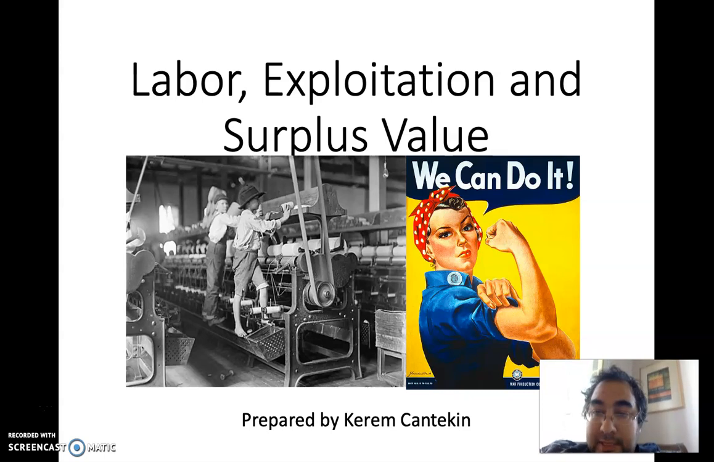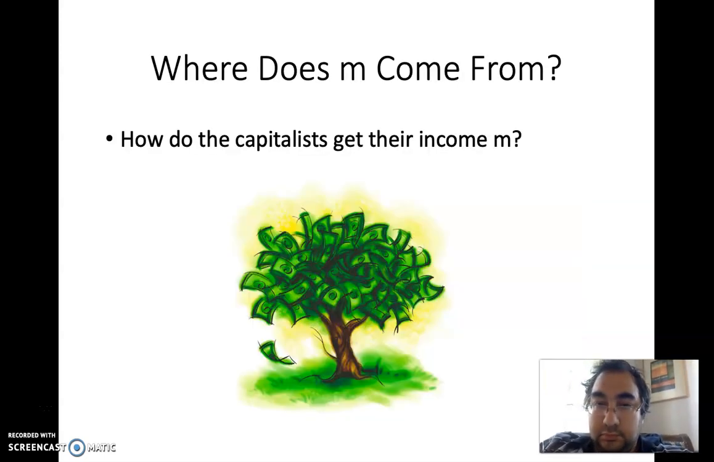Let's start from the question we left in the previous lecture. We have seen that when you act as a capitalist in an economic system, you start with money, M. You buy commodities with it. You may or may not transform those commodities into other commodities, which might be done through a production process, and then sell those commodities and get money back.